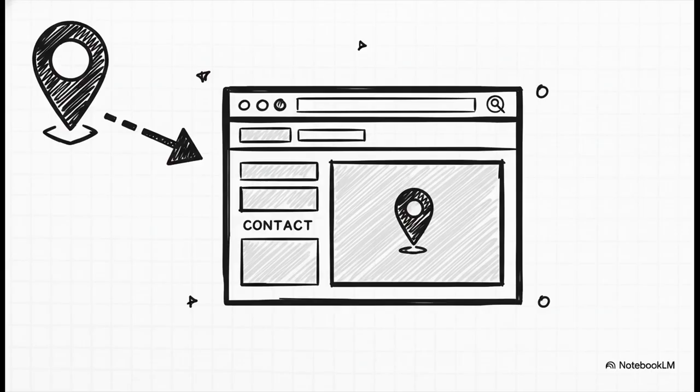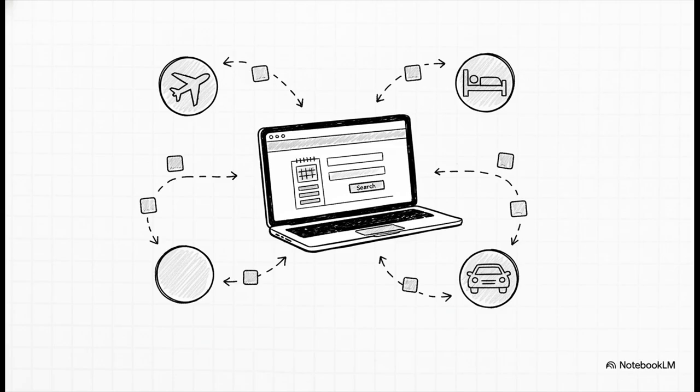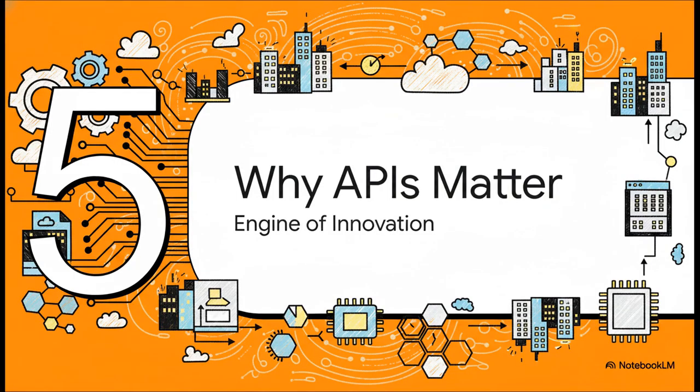You know that little map showing a restaurant's location on their contact page? Yeah, that's not their map. It's an API call to something like Google Maps, which just embeds its power right onto their website. And that travel site we keep talking about, it's basically a masterclass in how to use APIs. It's sending out dozens of API calls to different airlines and hotels, grabbing all the responses, and then putting them all together for you on one single screen. It's incredible.